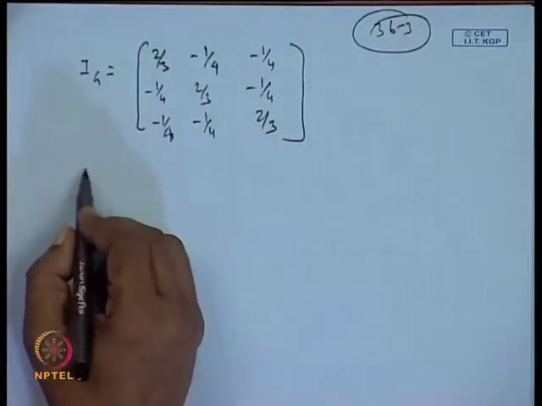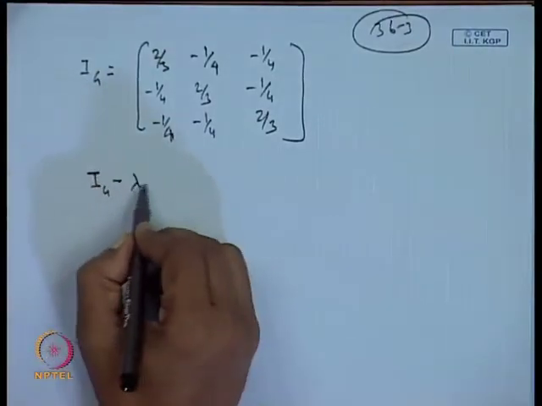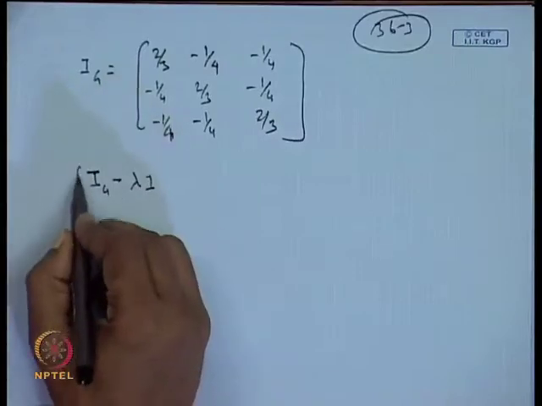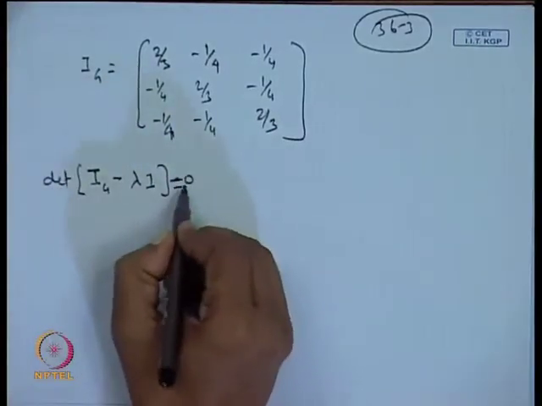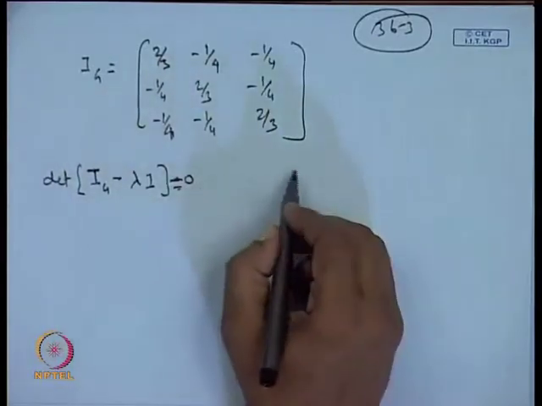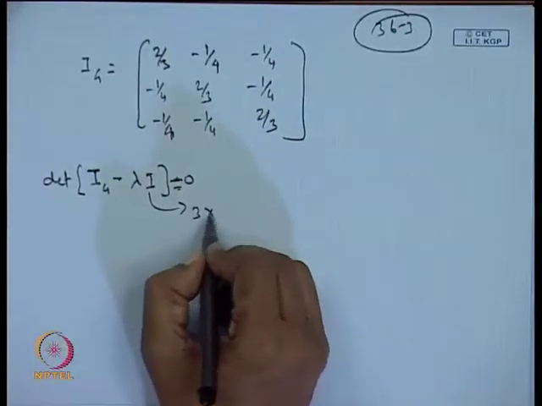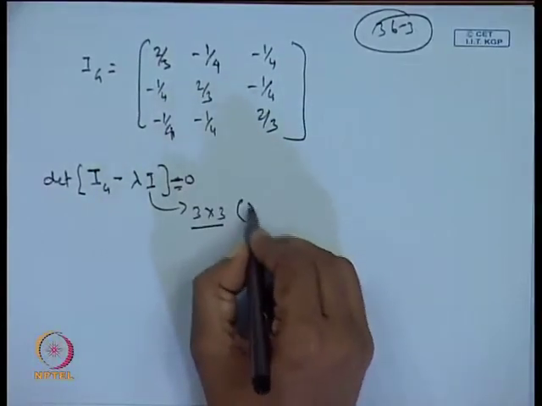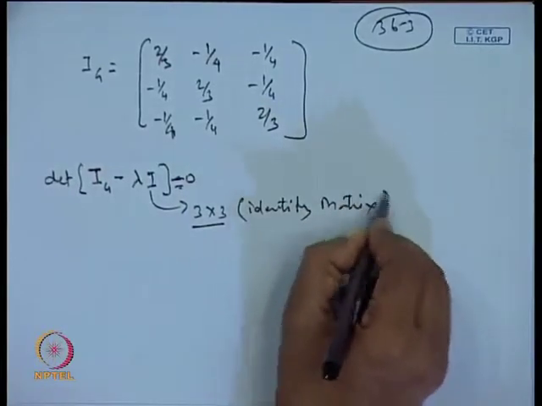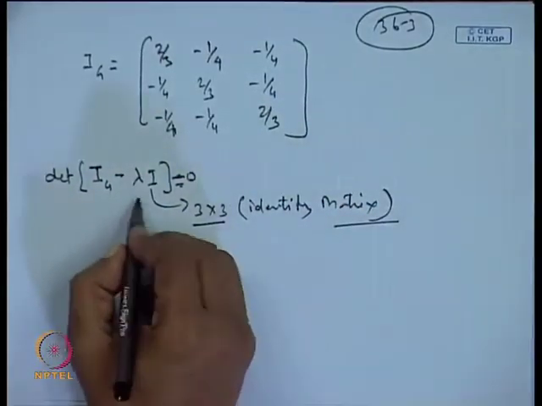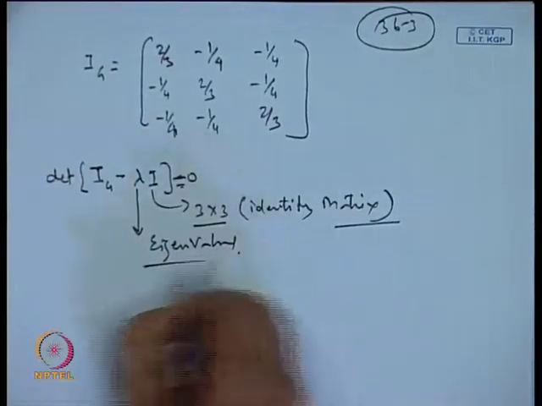Okay, and for finding the principal moment of inertia terms, we have to write it in this way, and the determinant of this is to be equated with 0, where this is the identity matrix of 3 by 3 size, and this is what we call the eigenvalue.